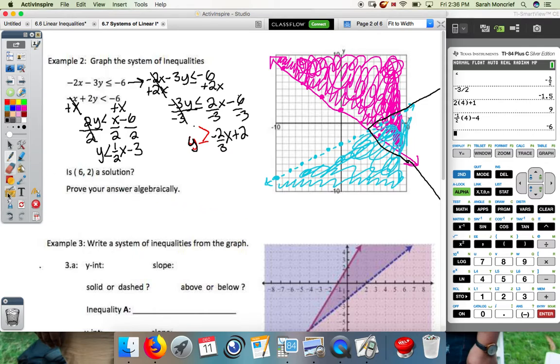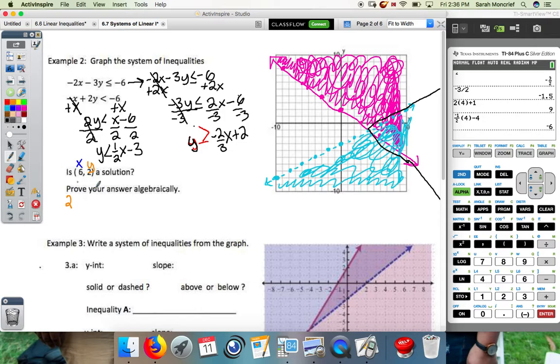Now we want to see, is (6, 2) a solution? We want to prove our answer algebraically before we check our graph. What are we going to plug in for x? 6. And what are we going to plug in for y? 2. So let's start with the first equation. You can use either one of the forms that we have, so let's use the one we've already solved for y.